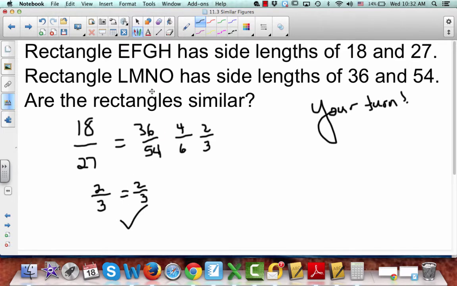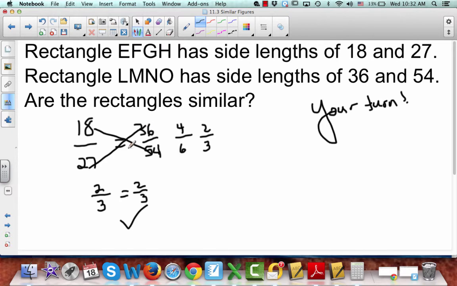Because remember, rectangles, all the angles are going to be the same because they're always 90 degrees. And we just had to check to see that the sides were proportional. Now, you could have just gone 18 times 54 and 27 times 36, and you would have come up with the same answer.